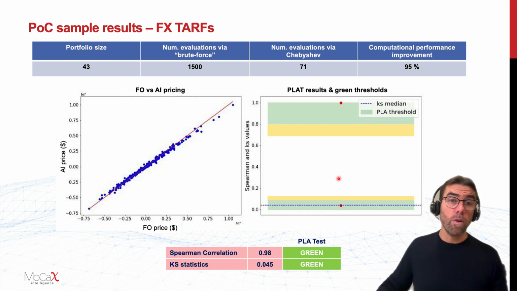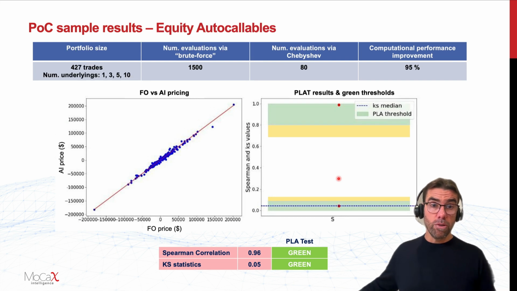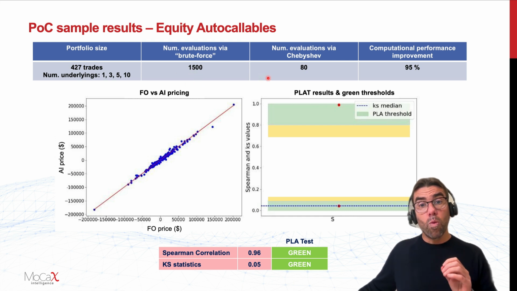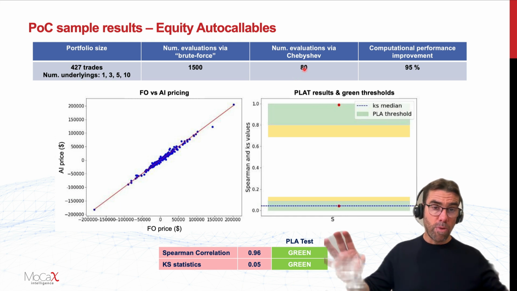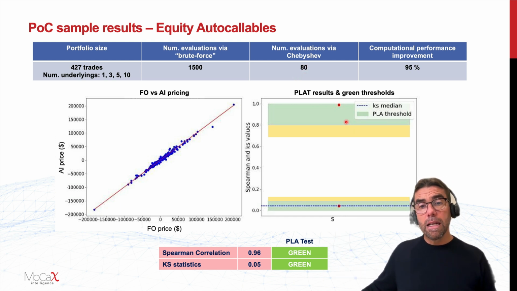And finally, for the equity autocallables, again, we were given 1,500 scenarios. We priced it in only 80 scenarios. And from this information, we extended the price everywhere with the Chebyshev tensor. And we were well within the green zone of the P&L attribution test again.